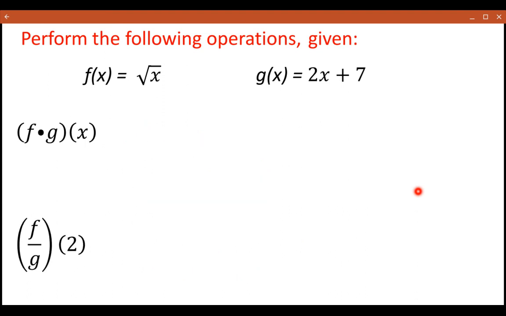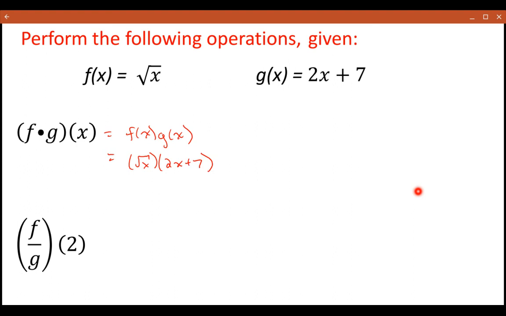All right, and then let's wrap it up with a multiplication one. So remember, this is the same thing as f of x times g of x. You could also even just write it like this, f of x, g of x. That implies multiplication. So this is going to be the square root of x times 2x plus 7.